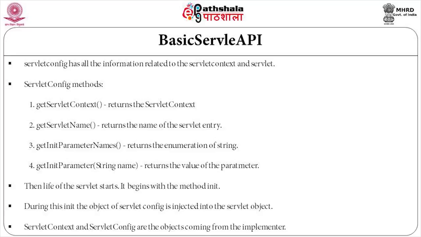So, it is during this init that the object of servlet config is injected into the servlet object. You can understand here the servlet context and the servlet config are objects which are coming from the implementer, from whoever developed those classes. Those are basically interfaces, servlet context and servlet config. Who has created those classes? What is their implementation? That implementation is done by the vendor, the server vendor here.